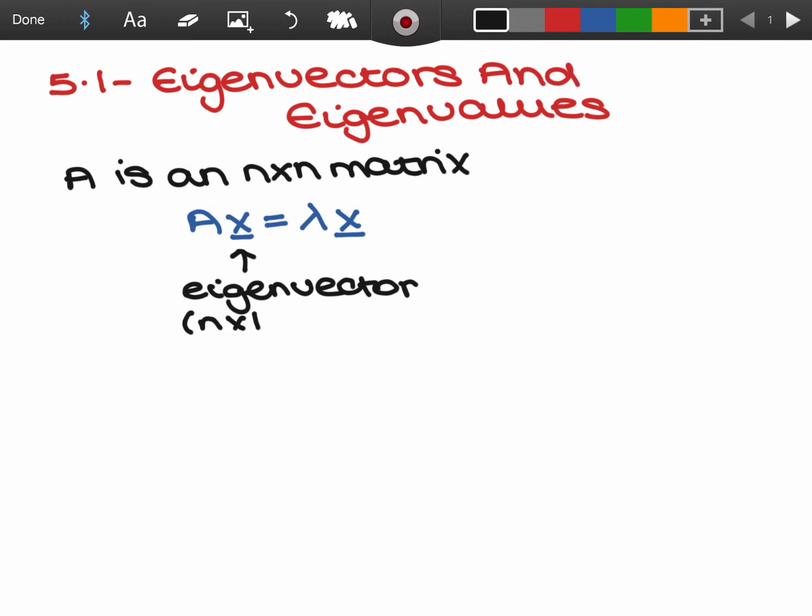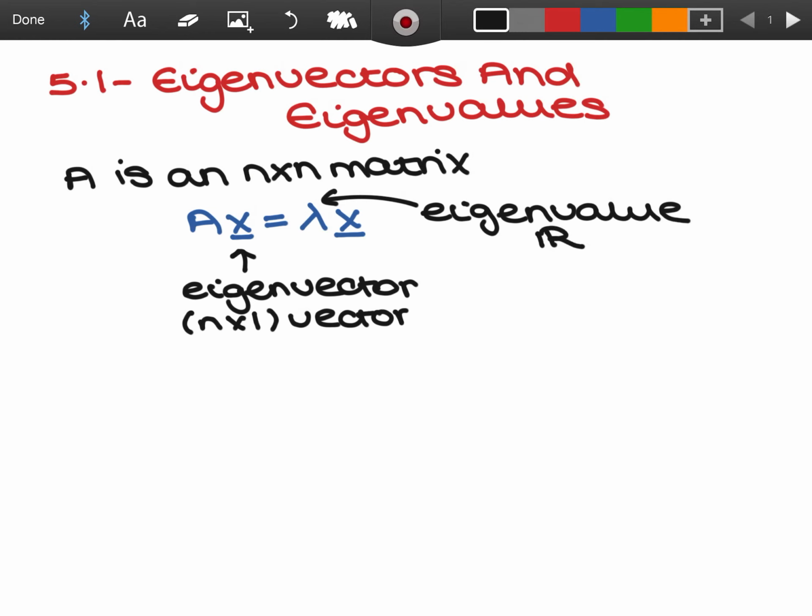So that would be a column vector with n entries in it. So it's an n by 1 vector. So it has n entries in one column. And lambda is the eigenvalue. And all that is a real value. So it's just in R. Okay, so it's not a vector, it's not a matrix, it's just a real value.